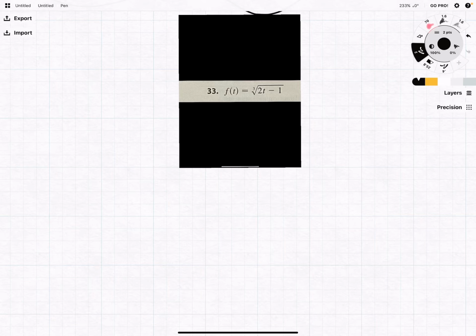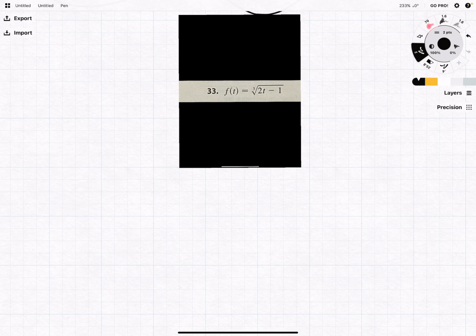This is Stewart, Calculus, Section 1.1, Problem 33. Now, this problem can be a little bit tricky just because of the square root or cubed root that we see. This problem asks us to find the domain of this function f of t equals the cubed root of 2t minus 1.